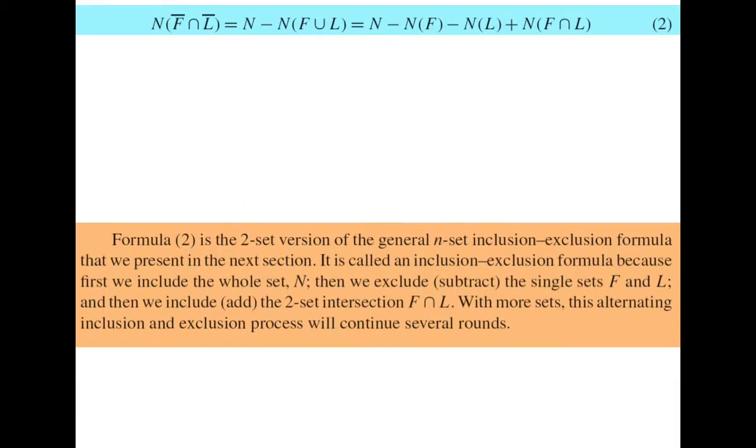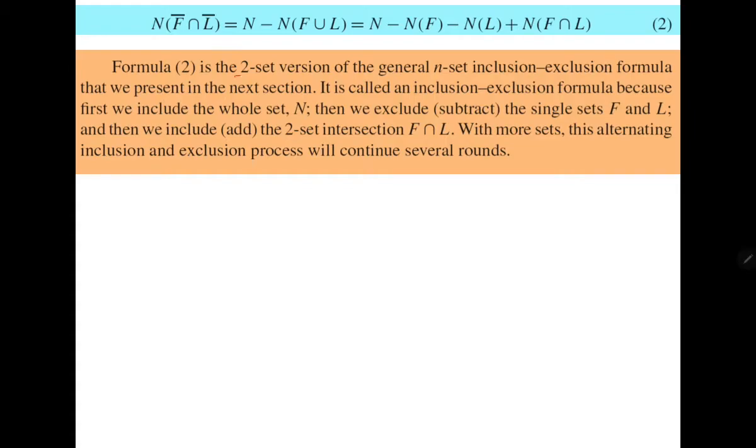Now the quick observation is that this formula is a two-set version of the general n-set inclusion exclusion formula, and we call it inclusion exclusion because it includes the whole set n, then excludes single sets, and then includes two sets. So include, exclude, and so on.